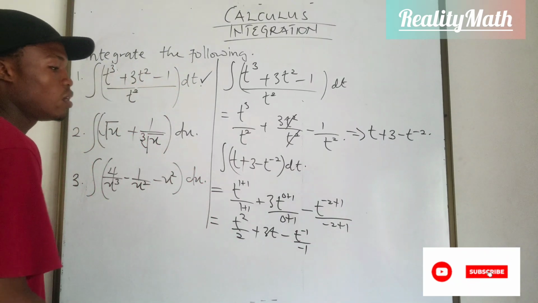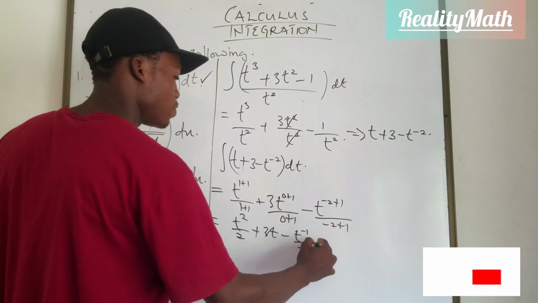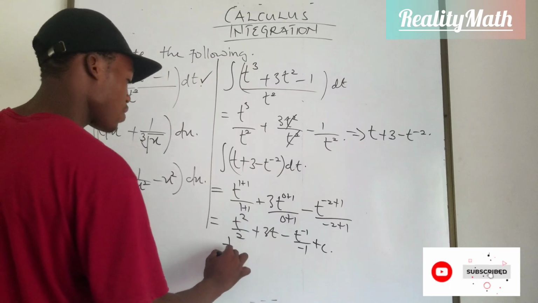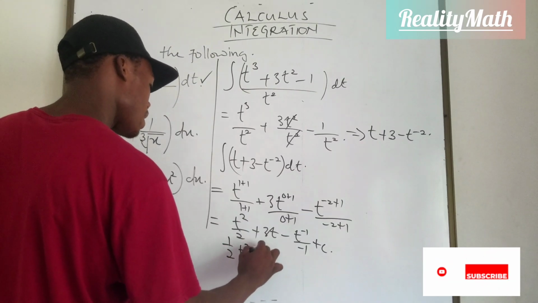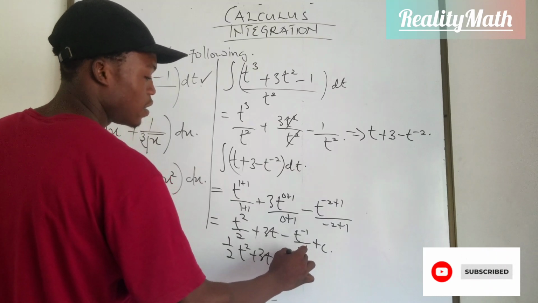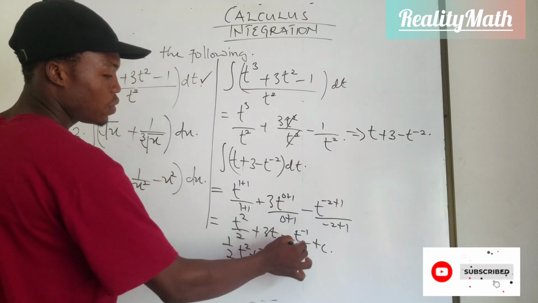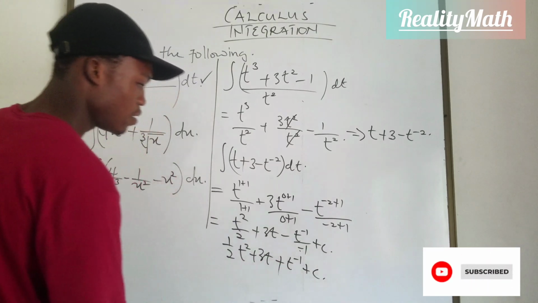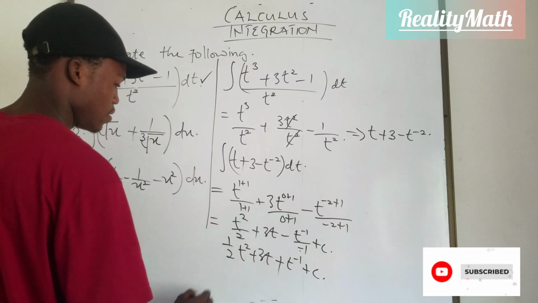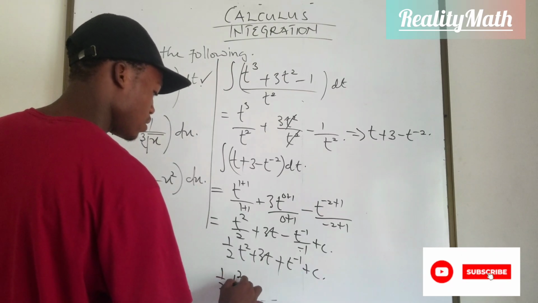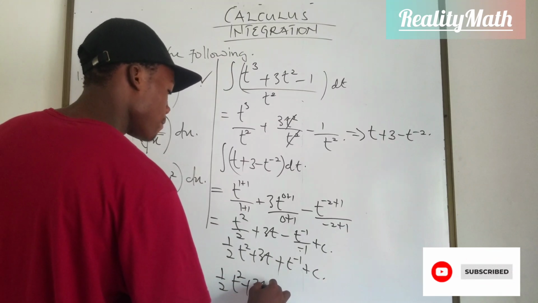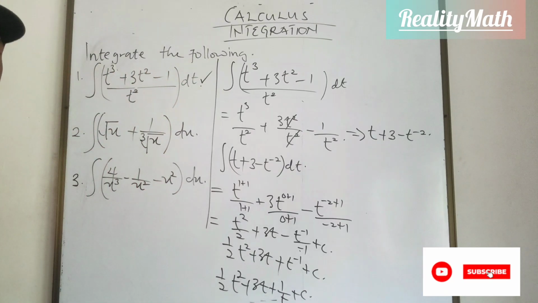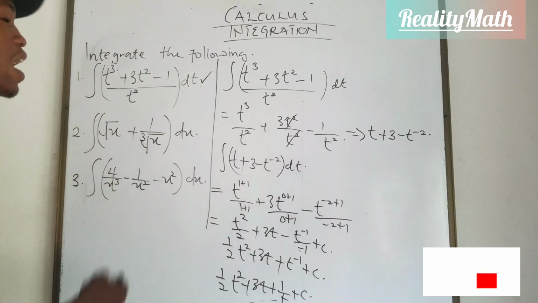Okay, so let's see. It's going to be plus the constant c. Don't forget that one. Alright, so what are we going to have? We are going to have half t squared plus 3t minus, now we know that the negation over here will affect this one, which is going to cancel it. So plus t to the power minus 1 plus c. Now we can still rewrite this as half t squared plus 3t plus 1 over t plus c. Congratulations, you've just integrated the first question. As simple as it is.